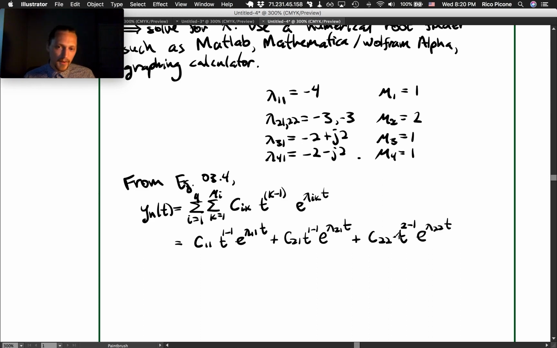Good. So this is our repeated root. We dealt with it. So now we've got plus, the next term is this 3, 1 case. So now we've got c3, 1 t raised to the 1 minus 1. So k is equal to 1. Mu 3 is 1, so that's all we've got for this. And we've got e to the lambda 3, 1, because it's a distinct root.